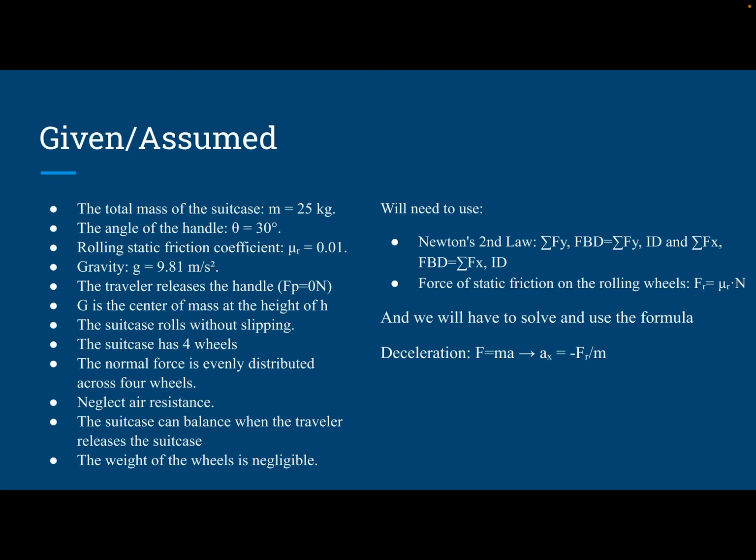G is the center of mass at height h. The suitcase rolls without slipping. The suitcase has 4 wheels. The normal force is evenly distributed across 4 wheels. Air resistance is negligible. The suitcase can balance when the traveler releases the suitcase, and the weight of the wheels is negligible.